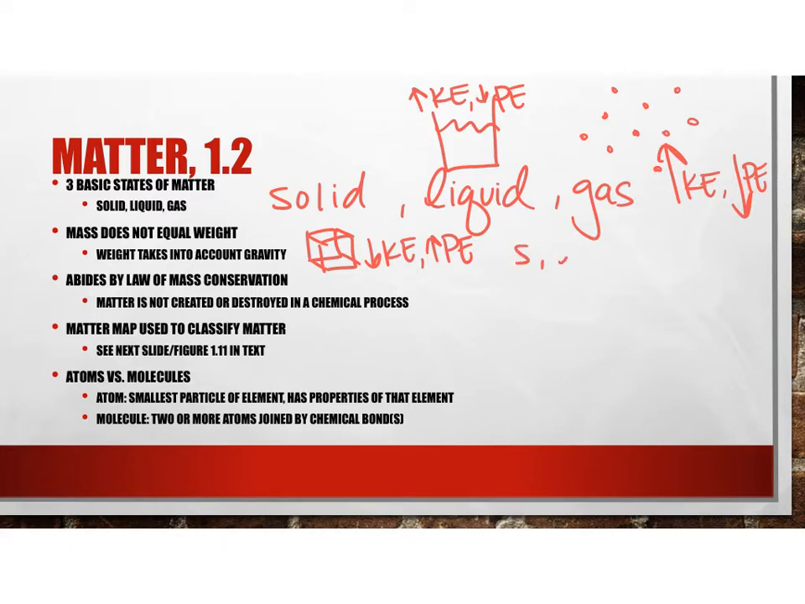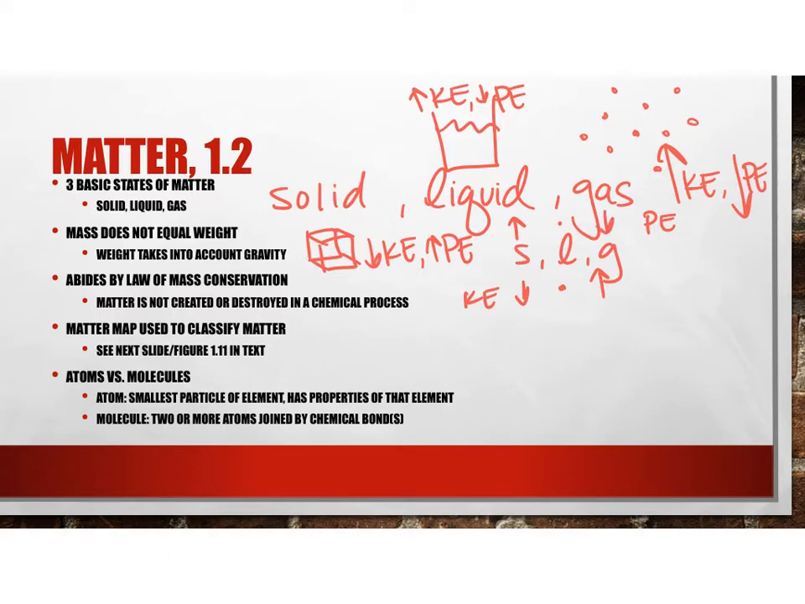I was going to abbreviate that, solid, liquid, and gas. In terms of kinetic energy, we would have low, somewhere in the middle, and high. In terms of potential energy, solid, liquid, and gas, solid would have the highest, liquid would have middle, and the gas would have the lowest potential energy.